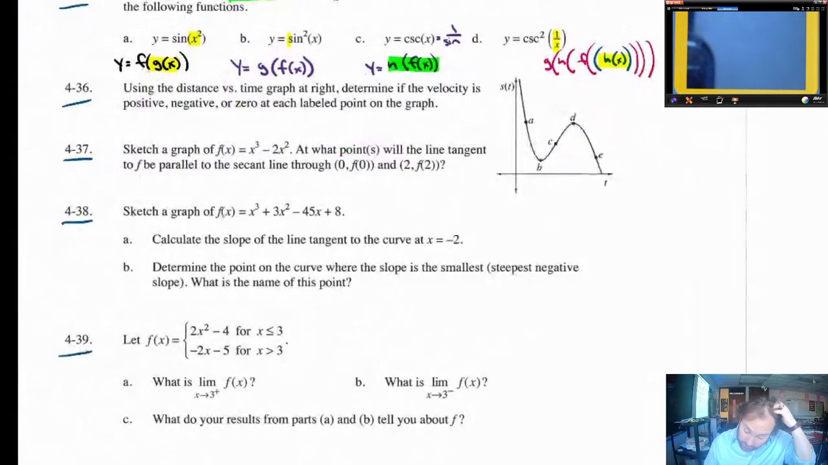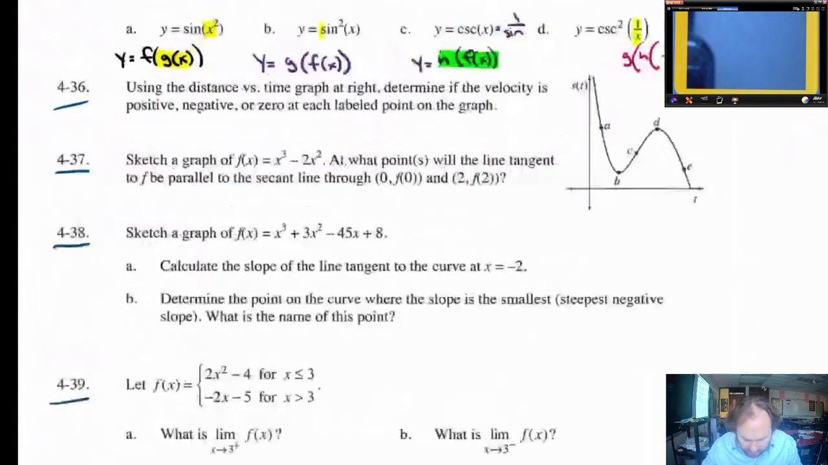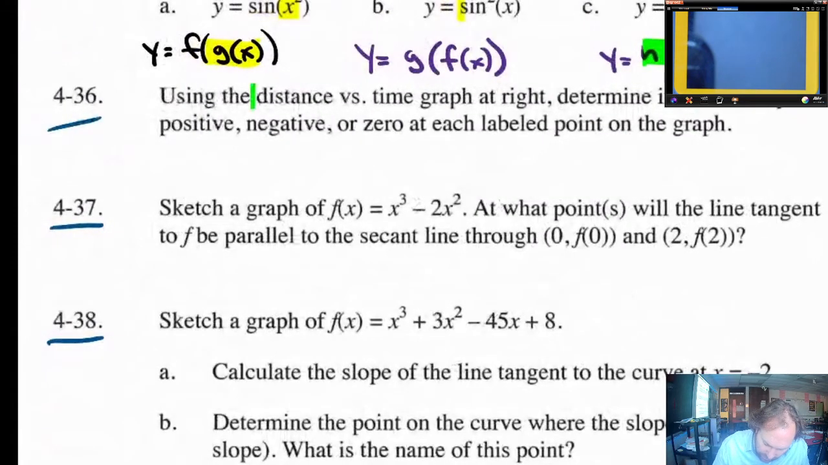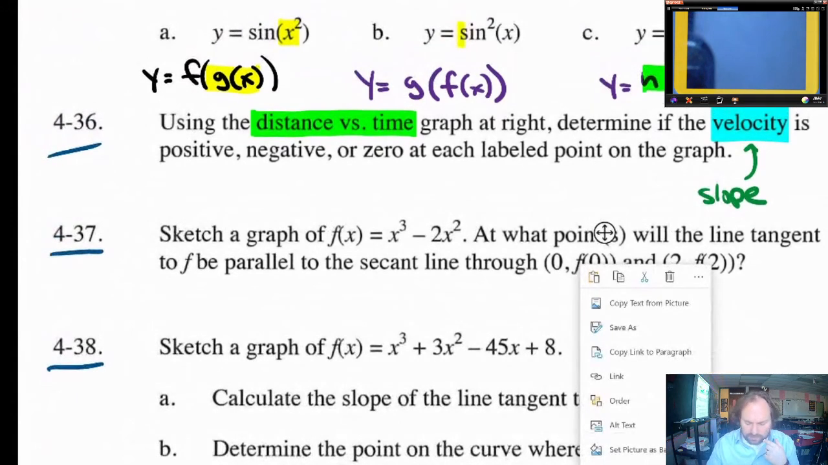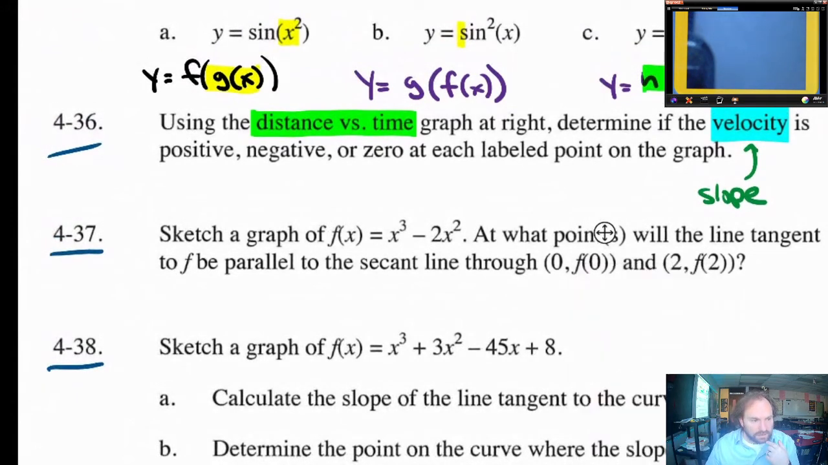436, using the distance versus time graph at right, determine if the velocity is positive, negative, or 0 at each labeled point on the graph. This is a distance versus time graph, and so velocity is basically the slope. That's kind of the key concept for AP calculus right now, is that if you're looking at a distance graph, then the velocity is going to be the slope. So really, we're looking at if the slope is positive or negative.